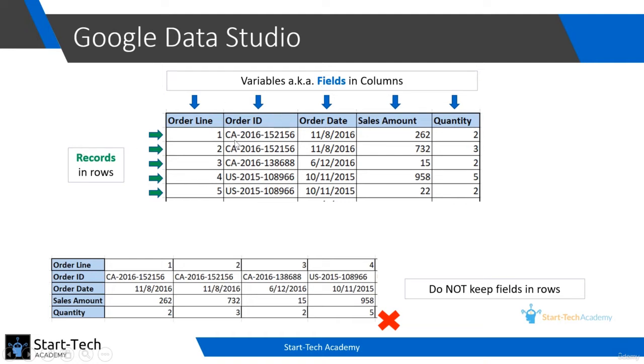So the fields will be available in the columns. Each row contains one instance or one example. These rows are also known as records.